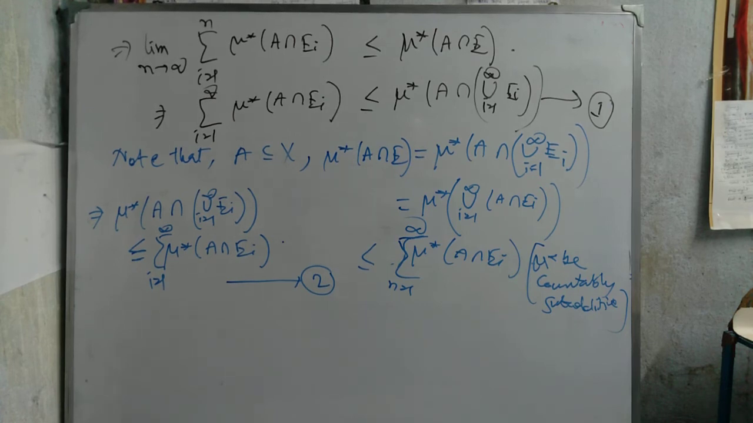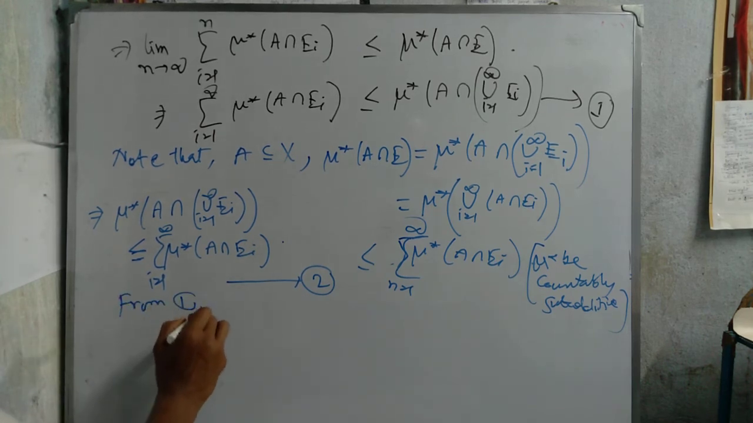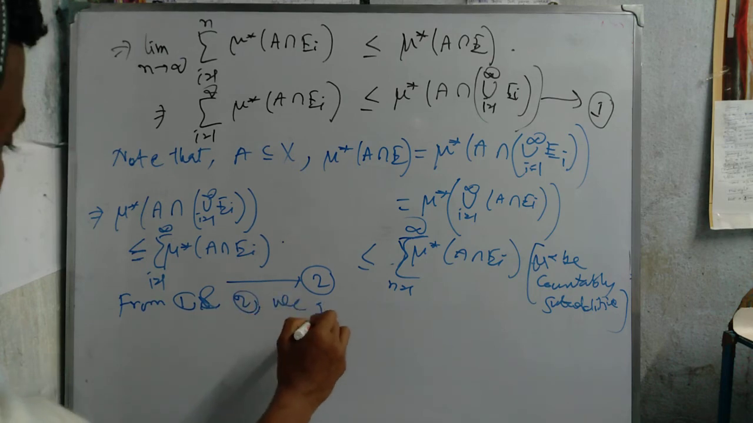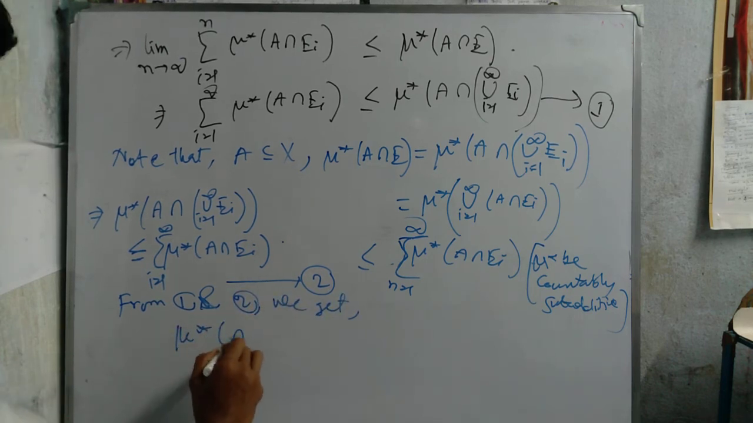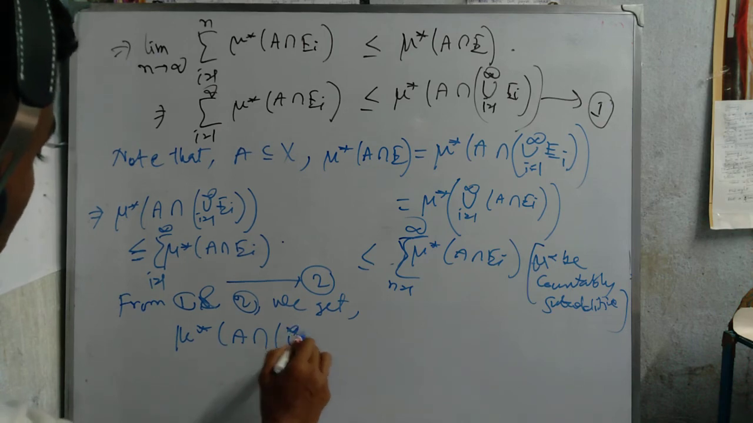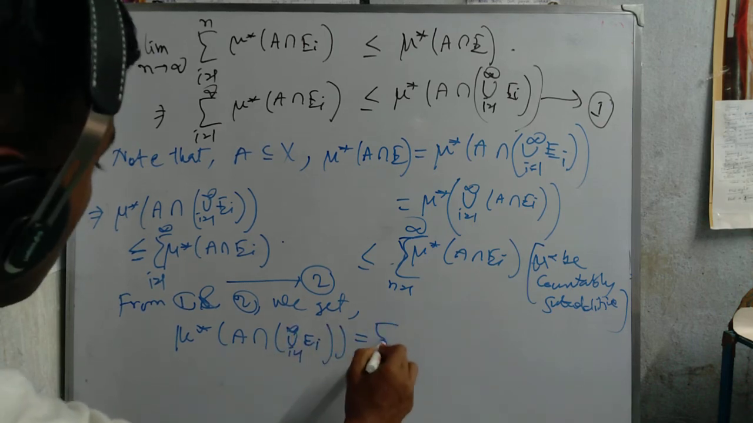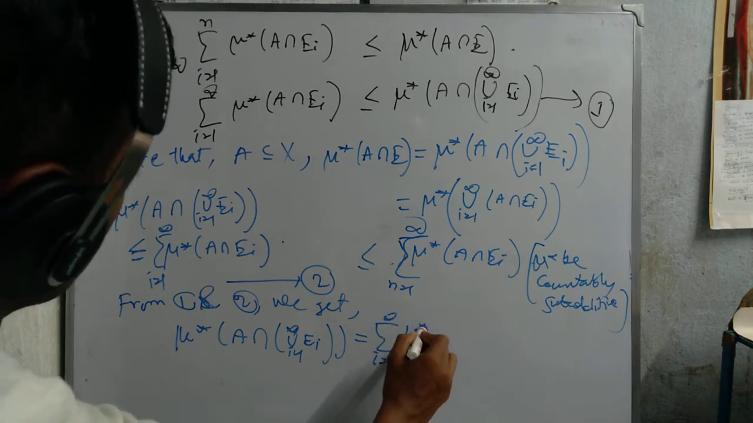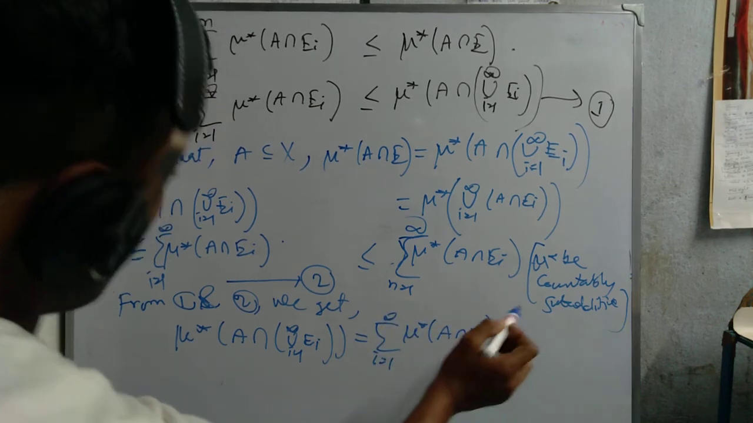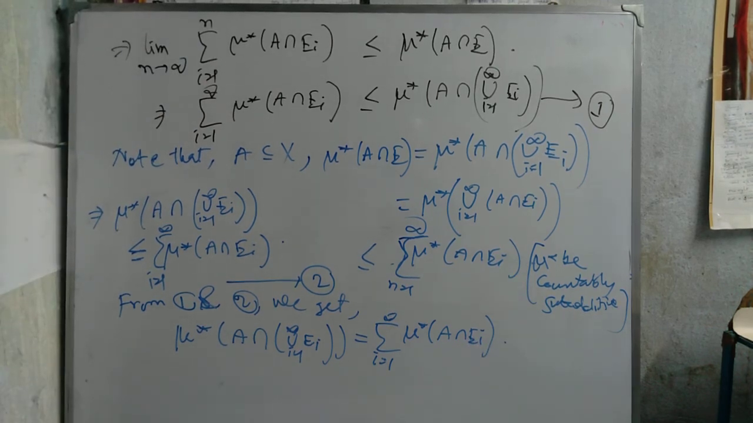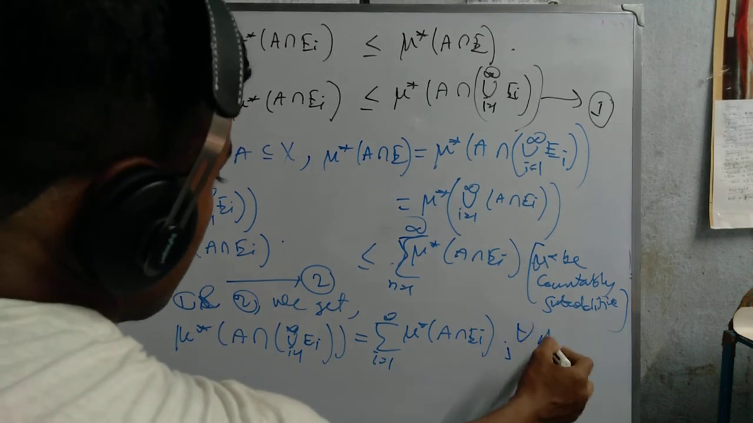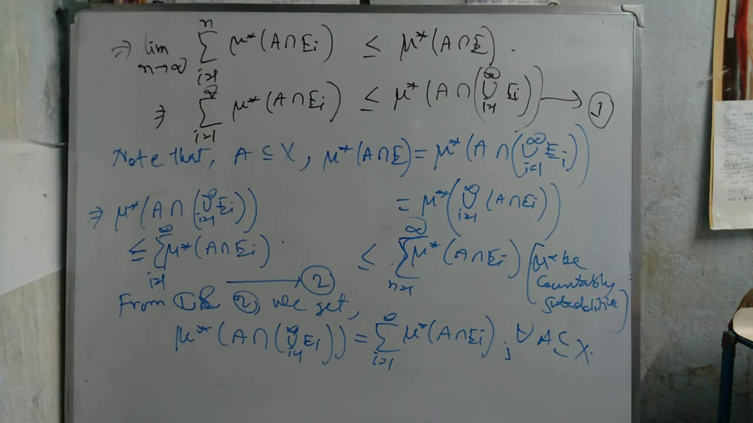Then what do we get? So easily and so simply, from 1 and 2 we get mu star of A intersection union of i equal to 1 to infinity E_i equals the summation i equal to 1 to infinity of mu star of A intersection E_i. Okay? Not a problem at all. I think this is done for all A subset of X. Okay? So we finish that portion and go to an observation.